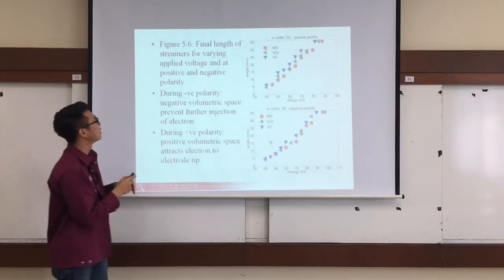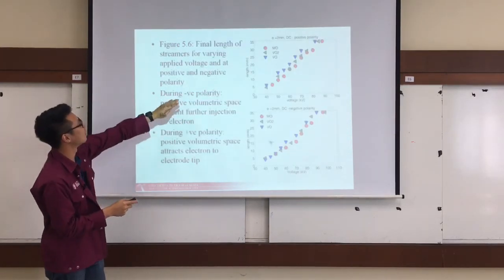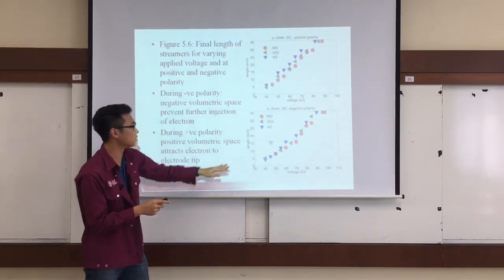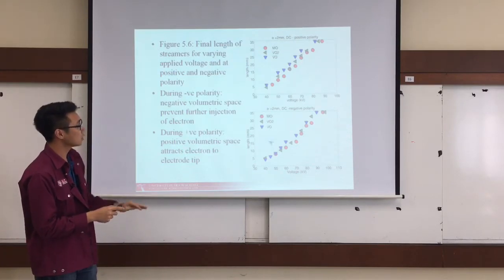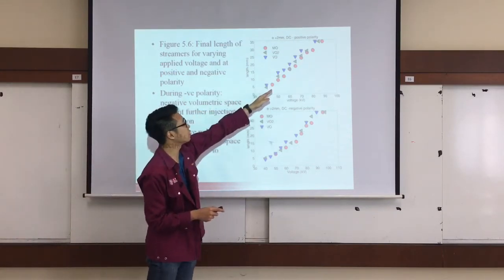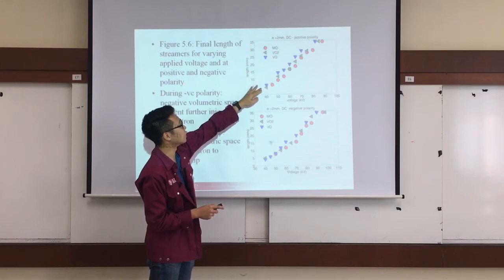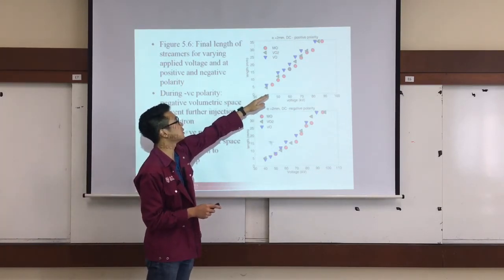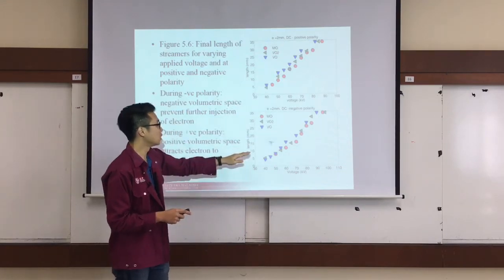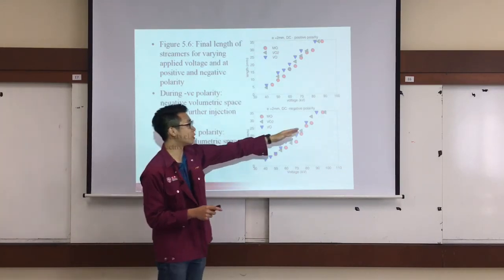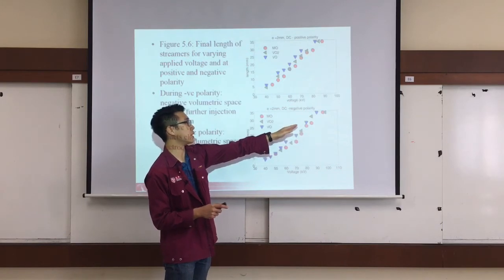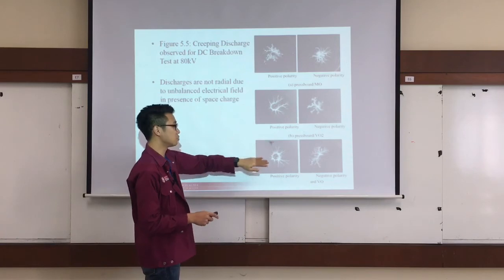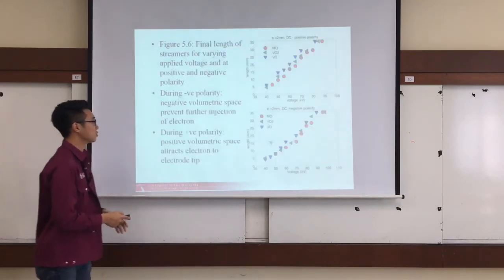Oh, wait, before that, we can see from this graph the final length of streamers for varying applied voltage, for positive and negative. Mineral oils are in red, vegetable oil in blue and green. We can see that at positive polarity, mineral oils perform better than vegetable oils, but for negative, vegetable oils perform better than mineral oils, which, as stated, is because of the radial distribution of streamers. Right? So that is all for me.